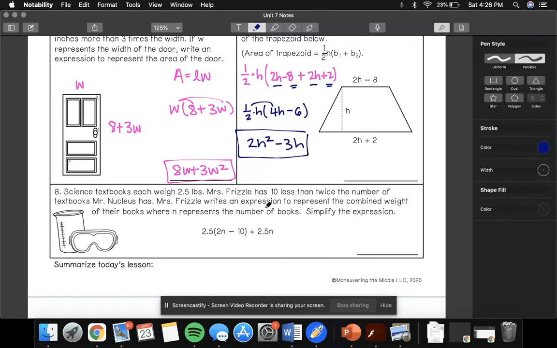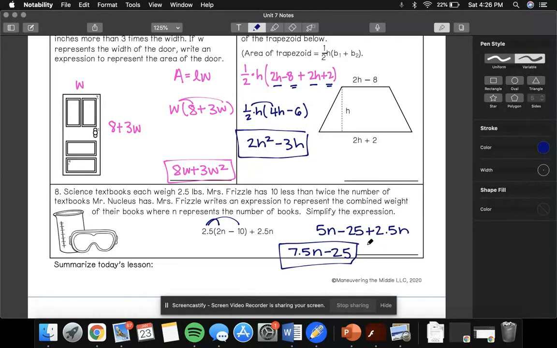All right, the final one is science textbooks weigh 2.5 pounds. Mrs. Frizzle has 10 less than twice the number of textbooks Mr. Nucleus has. Ms. Frizzle writes an expression to represent the combined weight of their books, where n represents the number of books. Simplify the expression. So we're just going to simplify. You guys are going to go ahead and do that. So it'd be 5n minus 25 plus 2.5n. Combine like terms and get 7.5n minus 25.